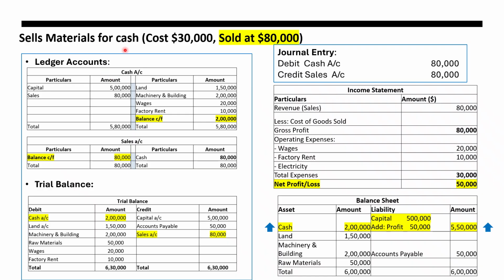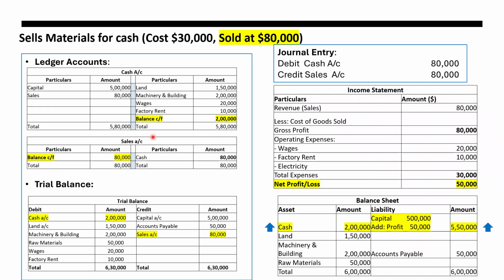And when posted into ledger accounts, the cash account will have a debit. On the debit side, we will post the 80,000, which is the sales revenue, and now the cash account balance has increased. It's increased to 2 lakhs. So the debit side has 5,80,000. And on the credit side, when we sum this up and take the difference, we have a balance of 2 lakhs, which is a debit balance in the cash account.